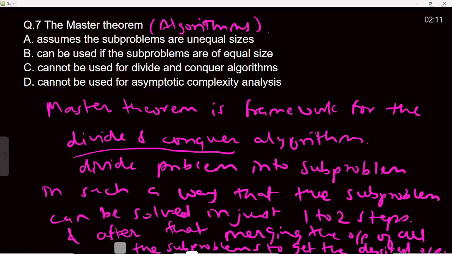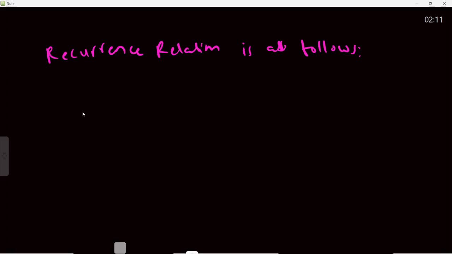Now for the master method, it will be only applicable if our recurrence relation is as follows. What will be that? T of n equal to a into T of n upon b plus function.